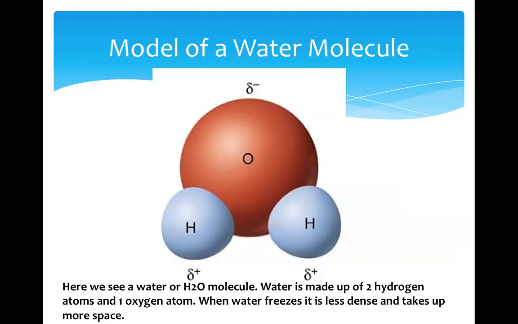To start off the presentation, we're going to take a look at the basic model of a water molecule. Water in its molecular form is H2O, essentially two atoms of hydrogen and one atom of oxygen. When water freezes, it is less dense and takes up more space. We're going to take a look at why this is so in the next slide.